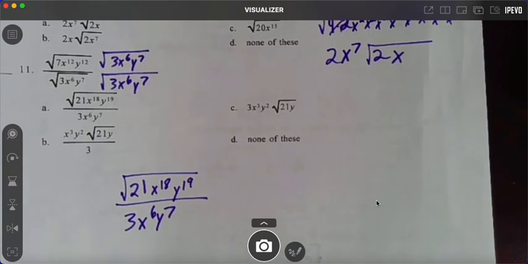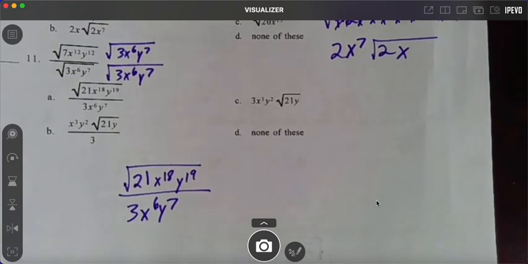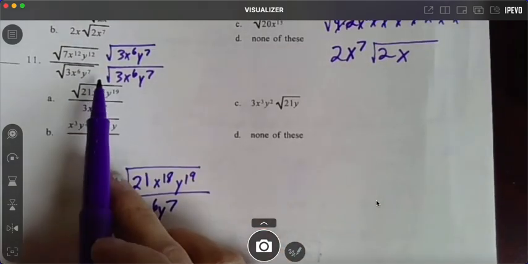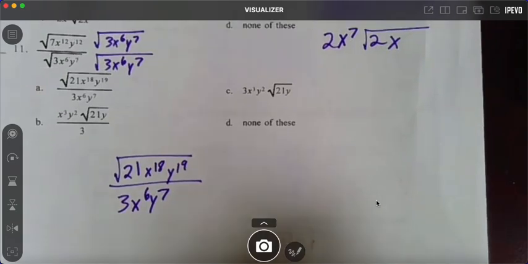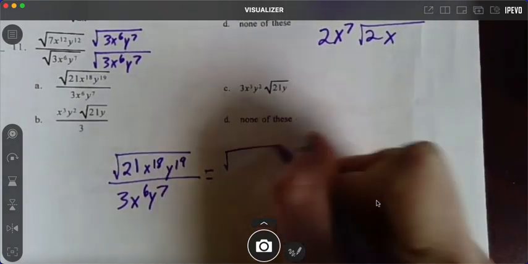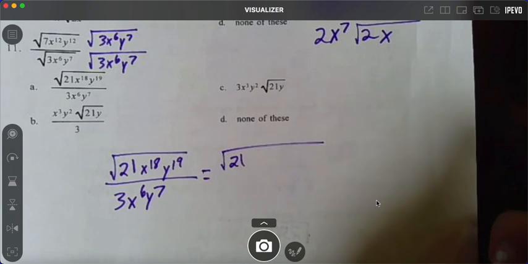But my x's and my y's, can I square root some of those out? Then you do 12 plus 7, right? 12 plus 7 is 19. So I'm just going to rewrite this. I know my 21's going to stay.